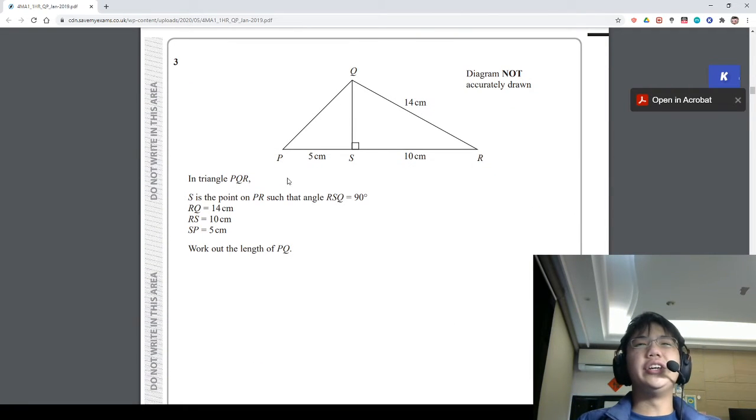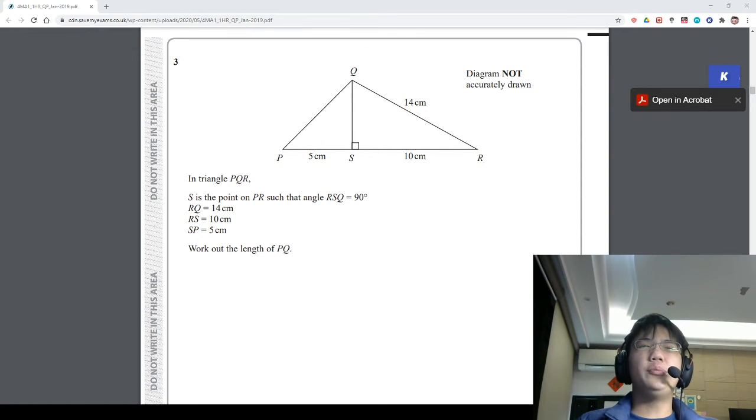So question 3. Here we have a triangle with given dimensions and named points. In the triangle PQR, S is the point on PR. The angle RSQ equals 90 degrees. RQ is 14 centimeters, RS is 10 centimeters, and SP is 5 centimeters. Work out the length of PQ.